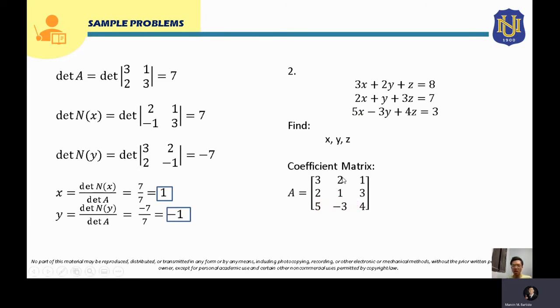Using Cramer's rule, again, the formula for x, y, and z. For x, that is just determinant of Nx over determinant of A. For y, that is determinant of Ny over determinant of A. And for z, that is just determinant of Nz over determinant of A. So let's start solving this.